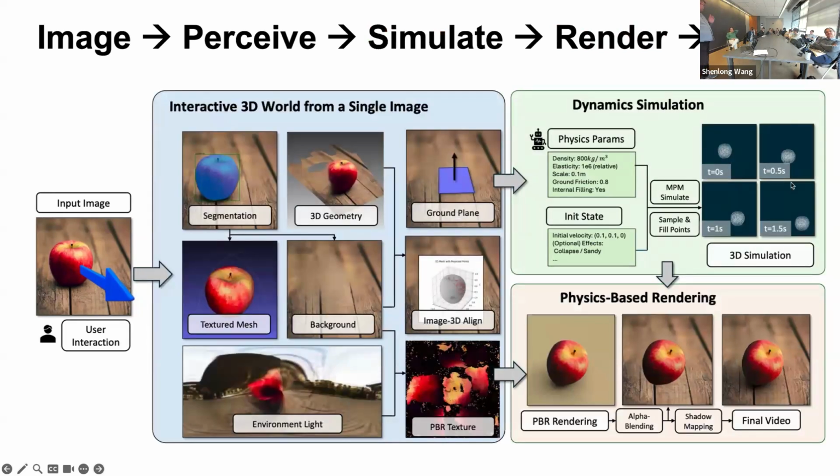Do you assume the ground plane and gravity vector are aligned? Sorry, what? Do you assume the gravity vector is aligned with the ground plane? Yes, that is one of the assumptions. It's kind of nitpicky, but I think in most cases it will work. Yeah, there are some corner cases.